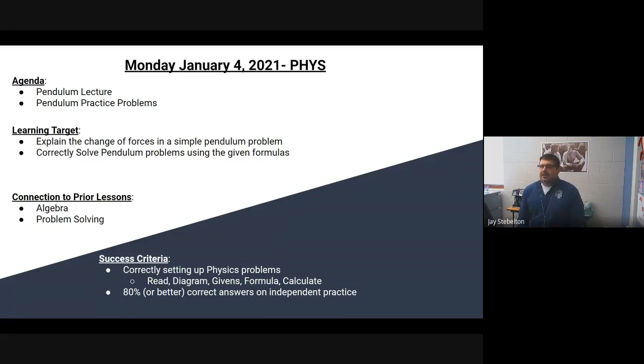Learning targets for today is just to explain the change in forces of a simple pendulum problem, and then correctly solve them using the given formulas. And like I said, we'll practice on the PowerPoint, and then I'll have you type in the chat the correct answer before I show it, so you can check to see if you're at least typing it into your calculator the correct way.